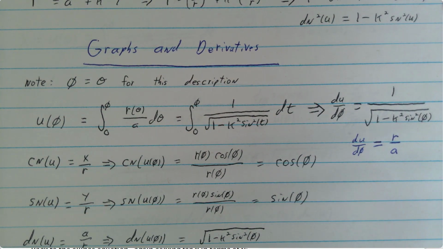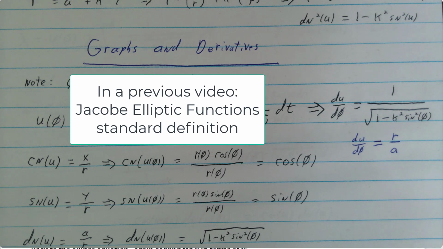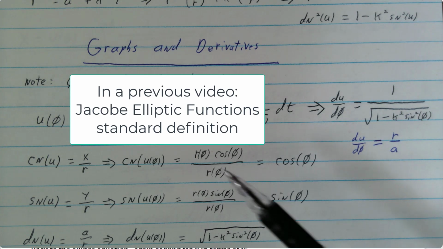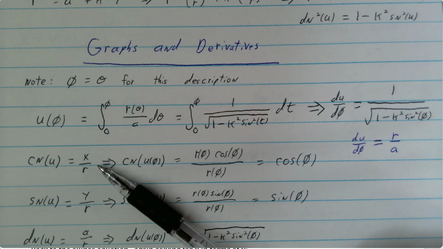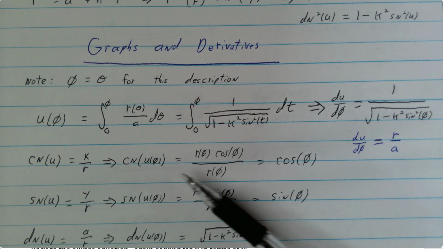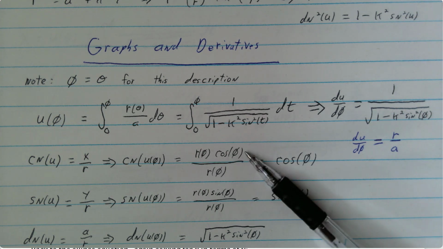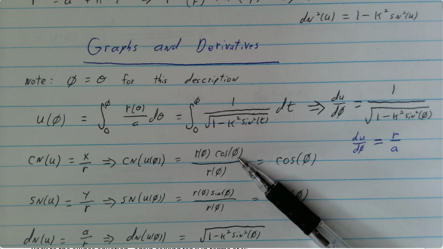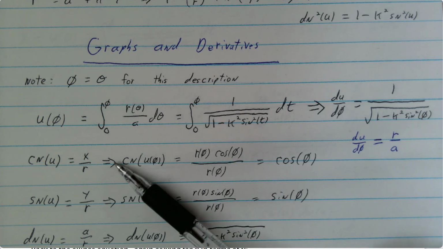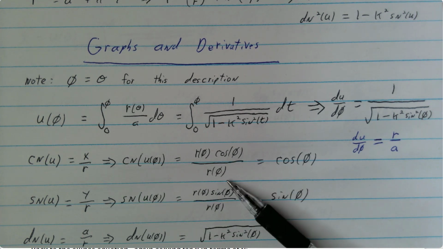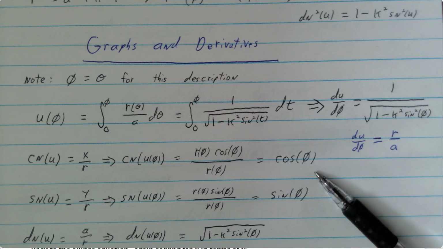But if we wanted to graph cn u or sn u or dn u, just like I did before on the graphing calculator, well, I want to graph x over r. But x is r cosine phi. It's r cosine theta, but phi and theta are the same here. So r cosine phi divided by r depends on phi, but in the end it'll cancel. So that'll just be cosine phi.